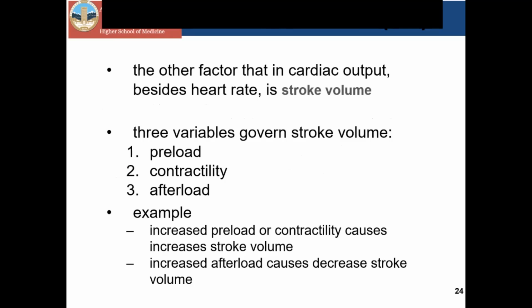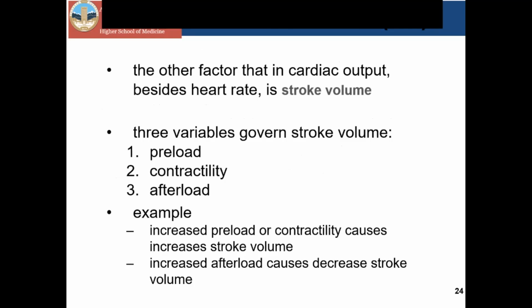Oh, next part we have. We need to be faster. Okay, next part we need to discuss is the stroke volume. The second part of cardiac output is stroke volume. And stroke volume has three variables: preload, contractility, and afterload.